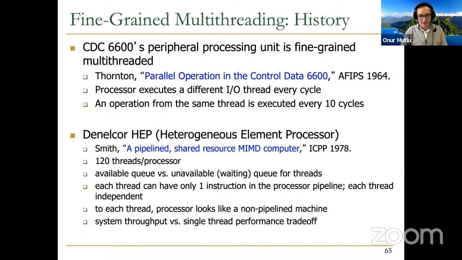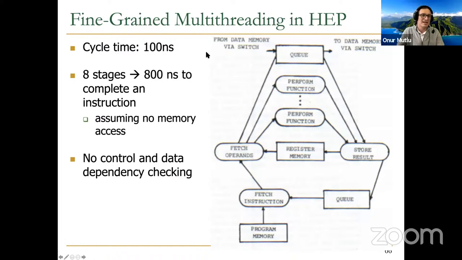Okay, so let me give you this example. Basically, this is fine-grained multi-threading in the Heterogeneous Element Processor. It happened that at the time, this processor had a 100 nanosecond cycle time. It sounds ridiculous right now, as you can see, but basically it had an 8-stage pipeline. So an instruction took 800 nanoseconds to complete, assuming no memory access, of course. As a result, because they had fine-grained multi-threading, there was no need for control and data dependency checking. And as a result, the pipeline was very simple.